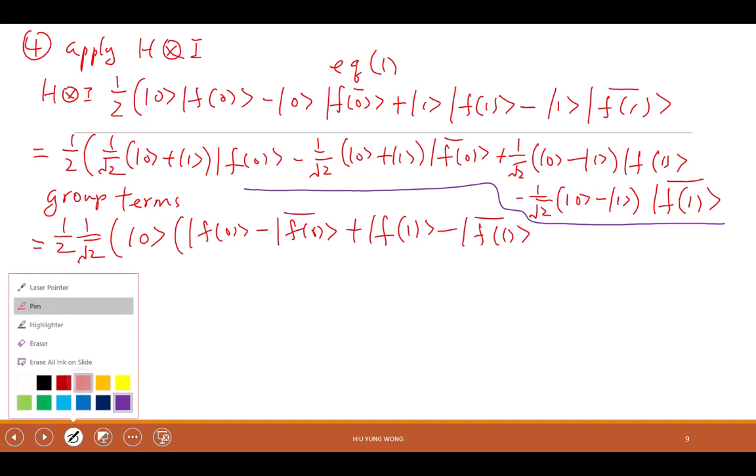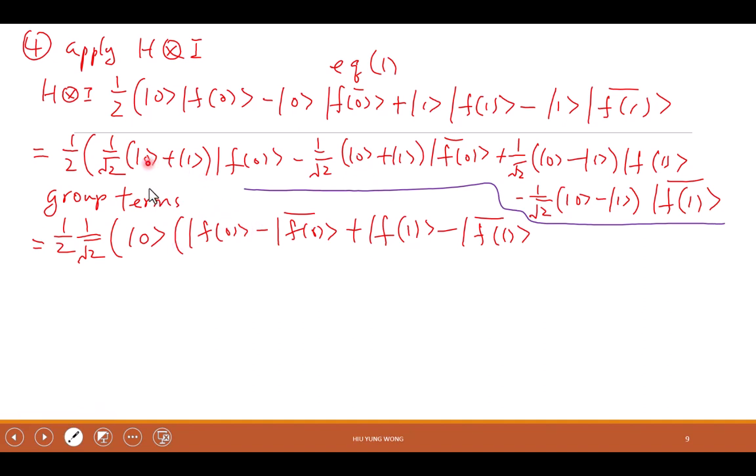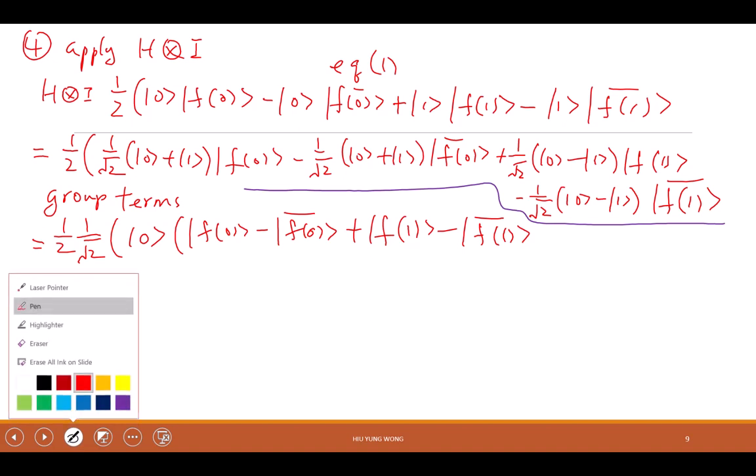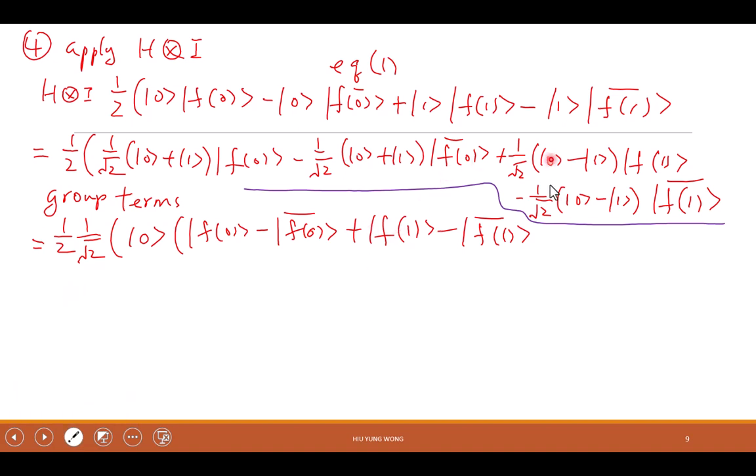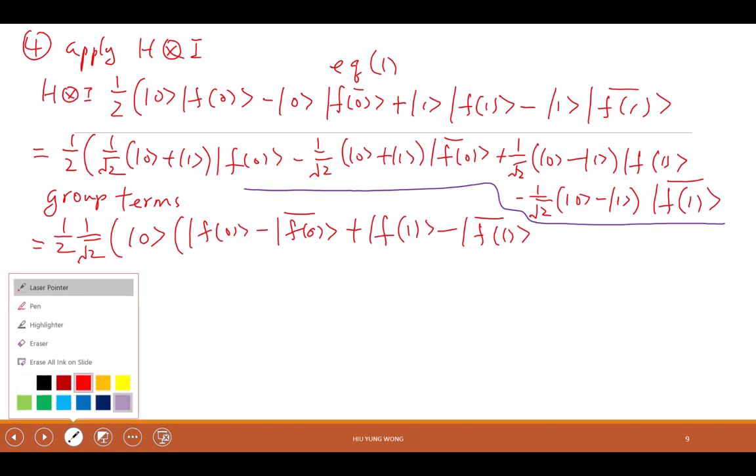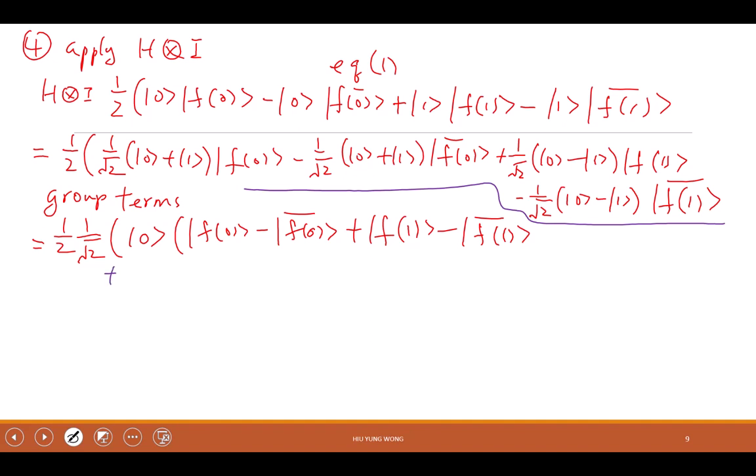Is this okay? What I'm doing is this: 0 times f of 0, right? Then I have this one, 0 times f of 0 bar. I have this one, right? This is zero, difficult to see. And then I have zero times f of one. I have zero, but negative, times f of one bar. I'm going to do the same thing for the one term, plus one.